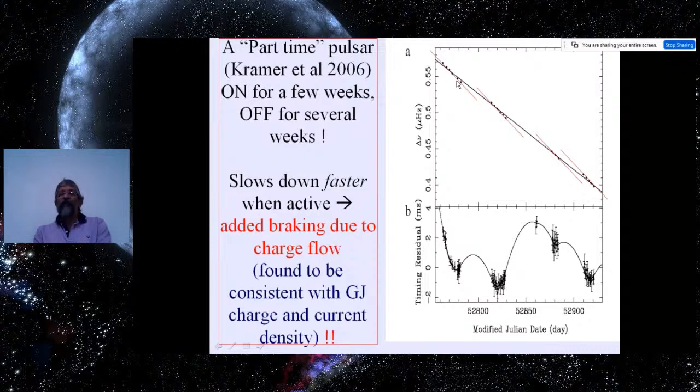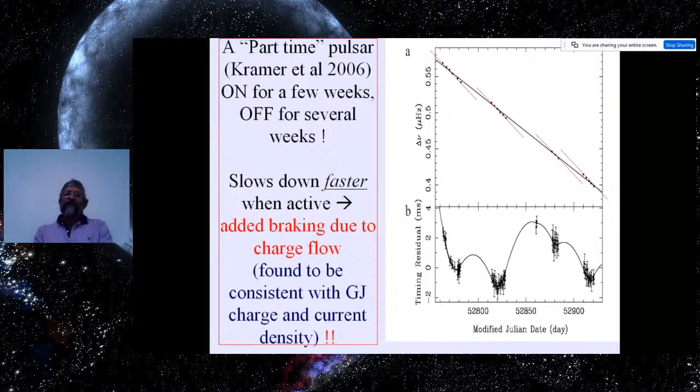But when it was active, it was slowing down a little faster. And this provided, for the first time, an indication of how much extra energy loss must be occurring on top of the dipole radiation, which it's always doing, whether or not it has this large number of particle production and flow of charged particles taking the energy away.